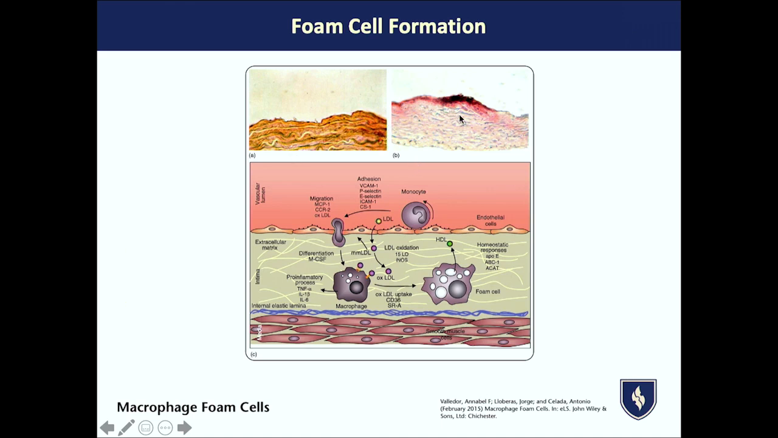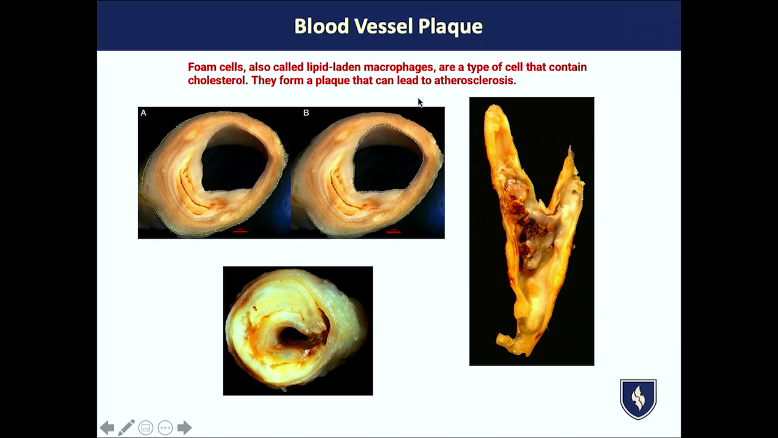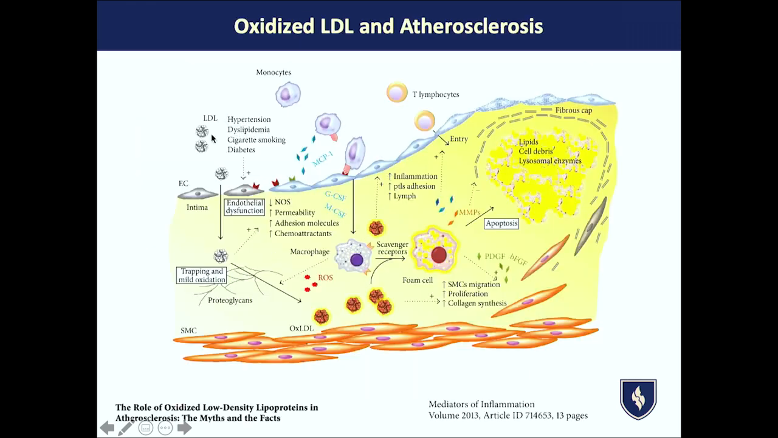And then you can see the foam cell formation. You can see cadaver arteries. You can see these foam cells, called lipid-laden macrophages, are a type of cell that contains cholesterol. They form plaque that can lead to atherosclerosis. You can see those changes there. And this is the whole process here: permeability, injury to the endothelium, LDL crosses, LDL gets oxidized, oxidized LDL gets taken up, and creates signals to bring in monocytes and platelets.